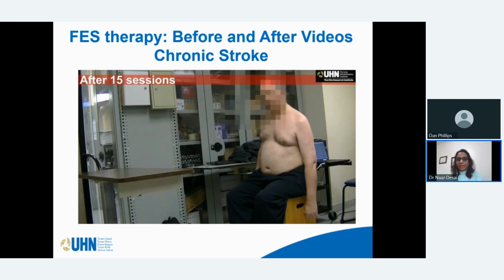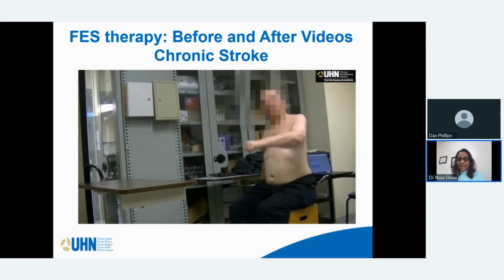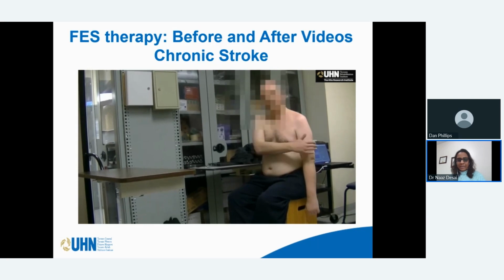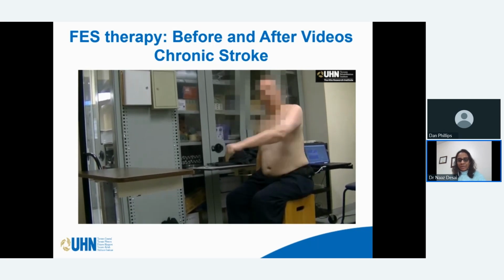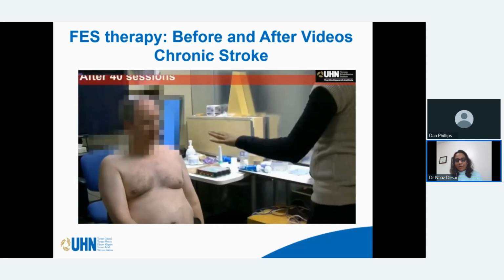So he was a case study actually. He just received FES, and this is him at 15 sessions. This is him at various time points during therapy. I'm going to play the video. Here I'm asking him to forward flex or lift his arm straight up. I'm standing in front of the participant facing him, and I'm demonstrating the movement that I want him to do. Now this is him at 40 sessions.